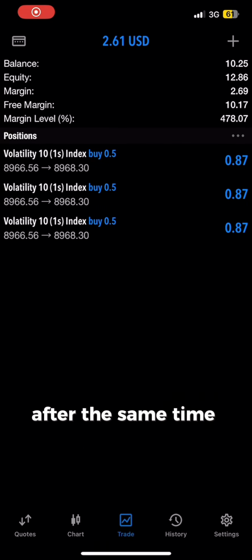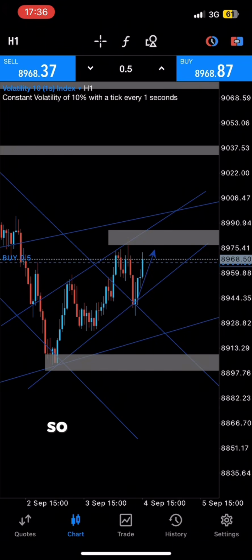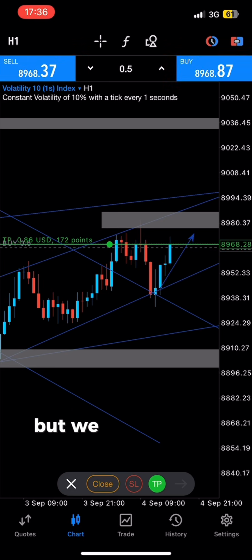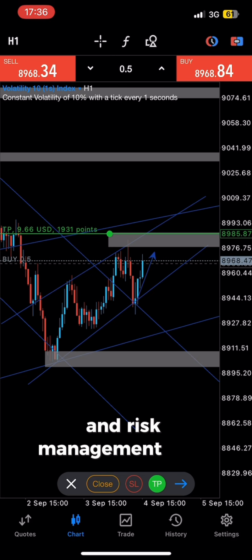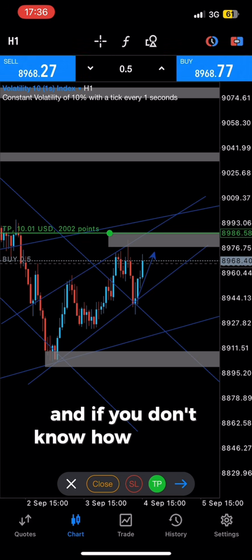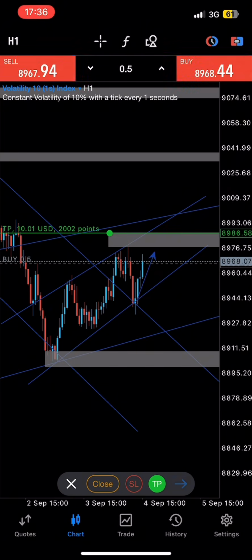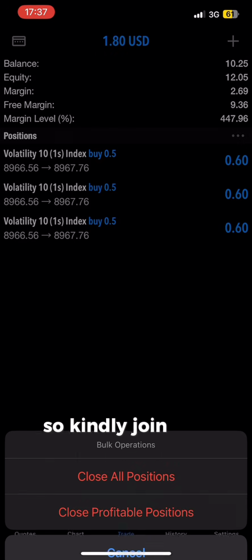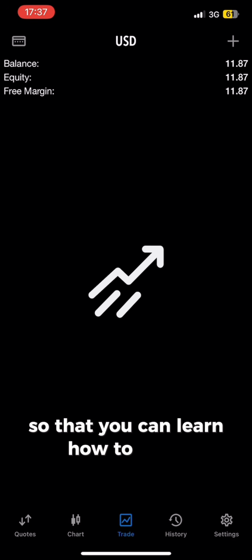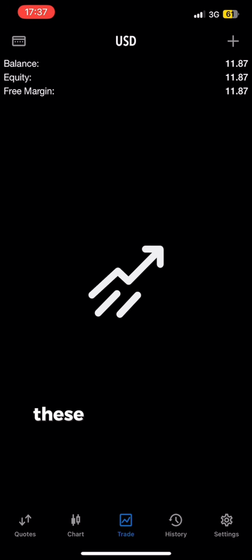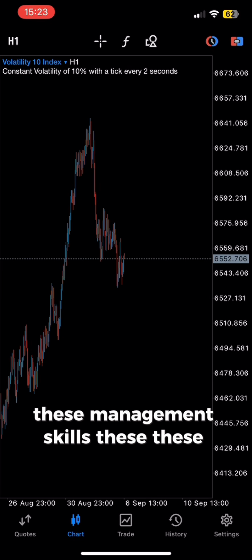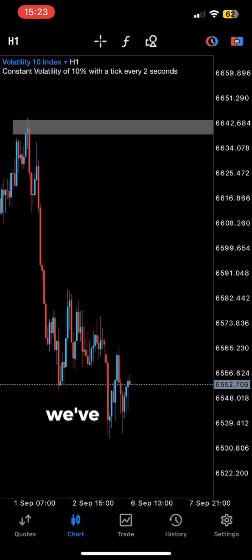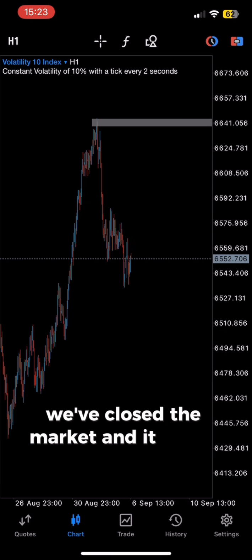After some time, we are in a little bit of profit. So this is a small account. We don't have to put lots and lots of positions, but we just have to apply the risk management skills. And if you don't know how to apply those risk management skills, I will explain those in my mentorship group. So kindly join the mentorship group so that you can learn how to apply these risk management skills. After some time, we can see we've closed the market and it wasn't really that good.